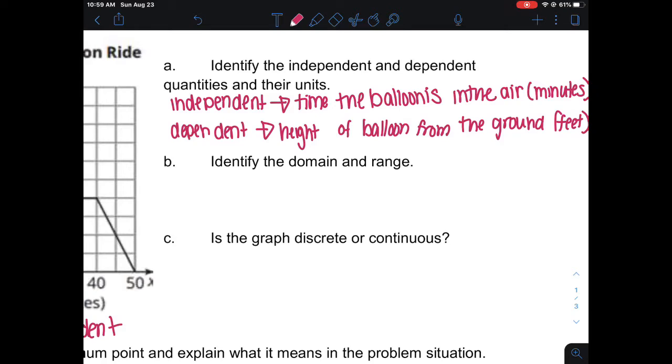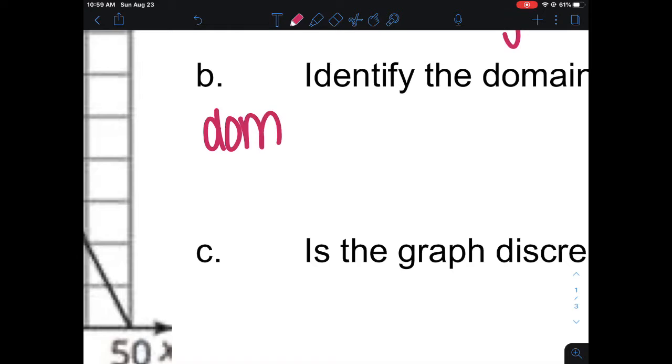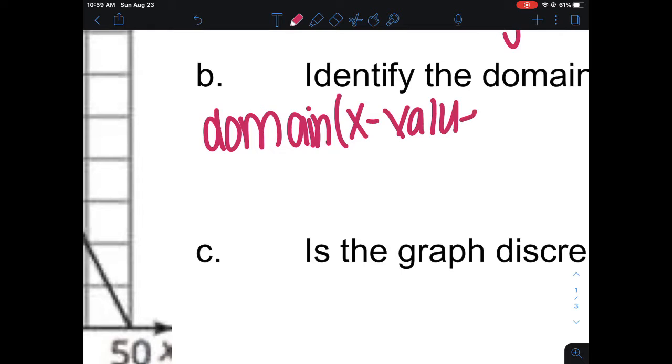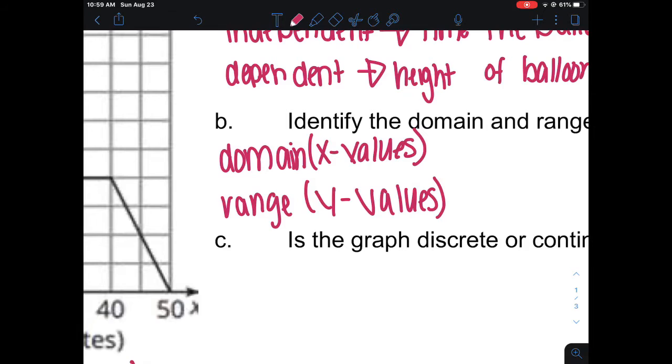Okay. Part B, identify the domain and range. Domain and range is often really tricky for students. It takes a long time for some students to really understand what's going on. But domain is always your x values. So remember that. Domain is your x values. Range is your y values. So domain, x values, range, y values. Just drill that into your head so that you have that.